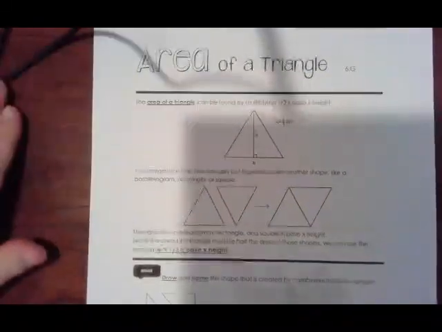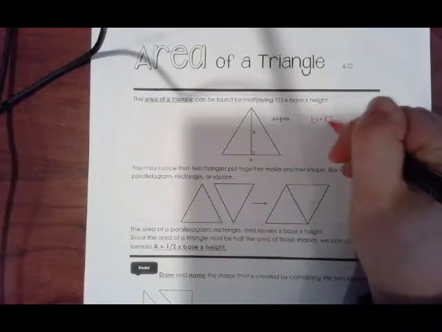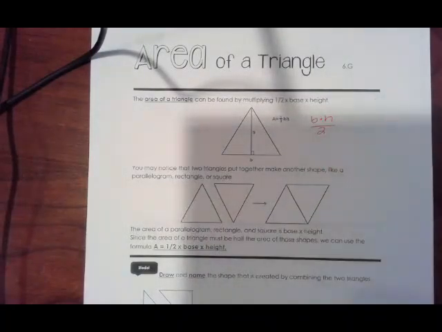We have half base times height, but I prefer to write it as base times height divided by 2, because I know a lot of 6th graders are still uncomfortable working with fractions. And fractions really are just division. So we're going to think of base times height divided by 2 for a triangle.